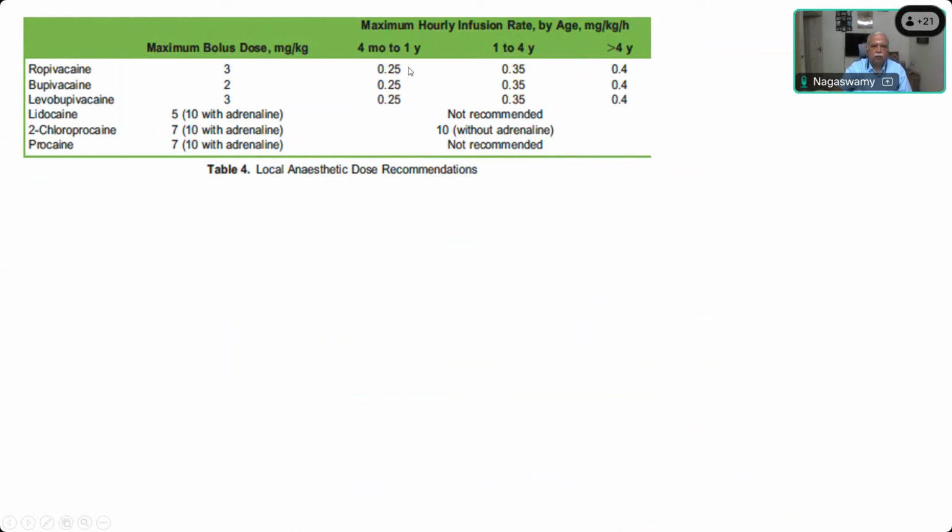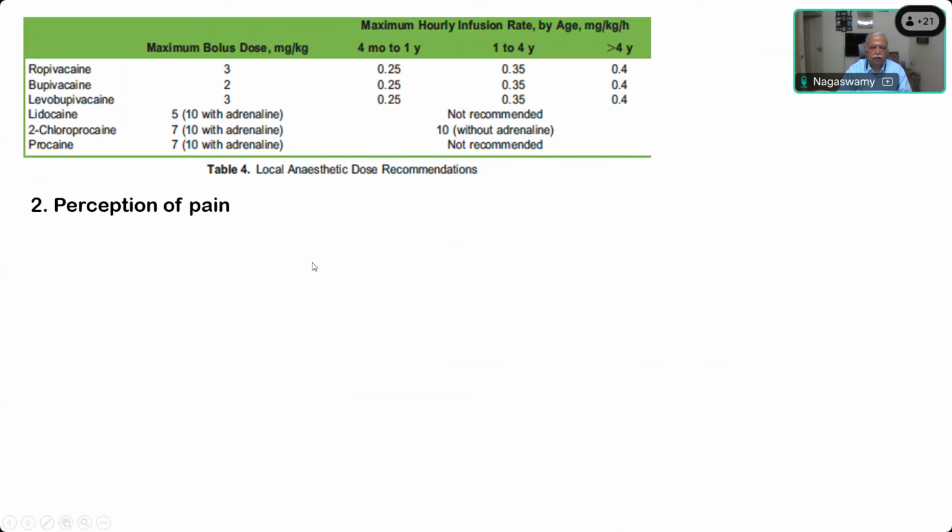For 4 months to 1 year, 0.25 for infusion rate and 0.35, 0.4. Bupivacaine, again 2 milligram per kg maximum total use. Levobupivacaine 3. So bupivacaine and levobupivacaine, because they are more cardiostable drugs with less effect on the cardiovascular system, you can use a little higher dosage. Lidocaine 5 milligram and 7 milligram with adrenaline 10 milligram is recommended.